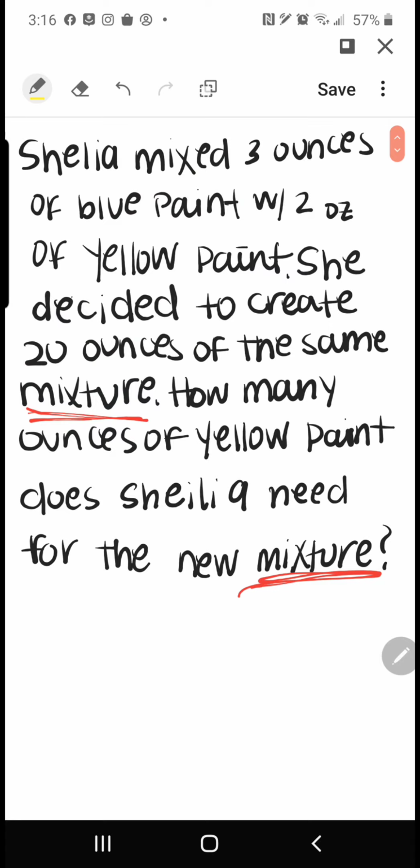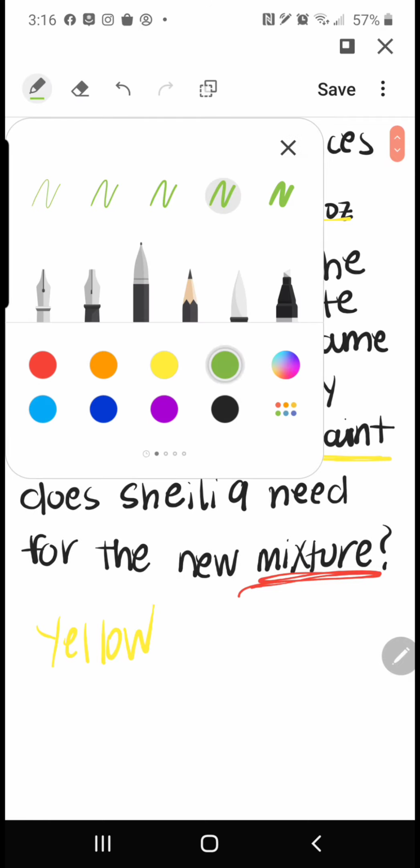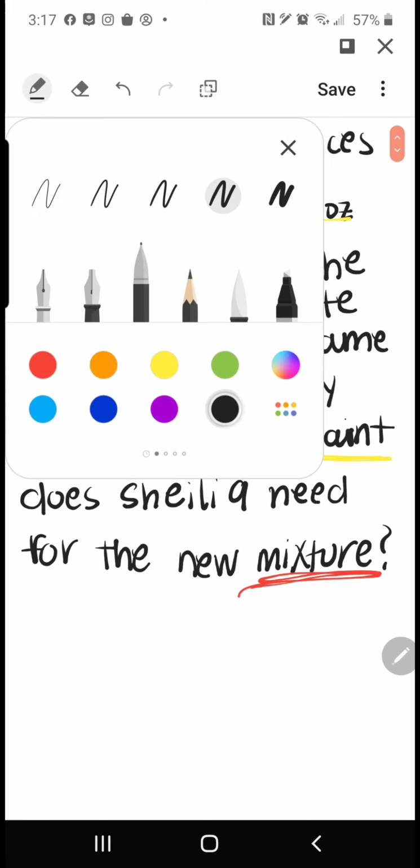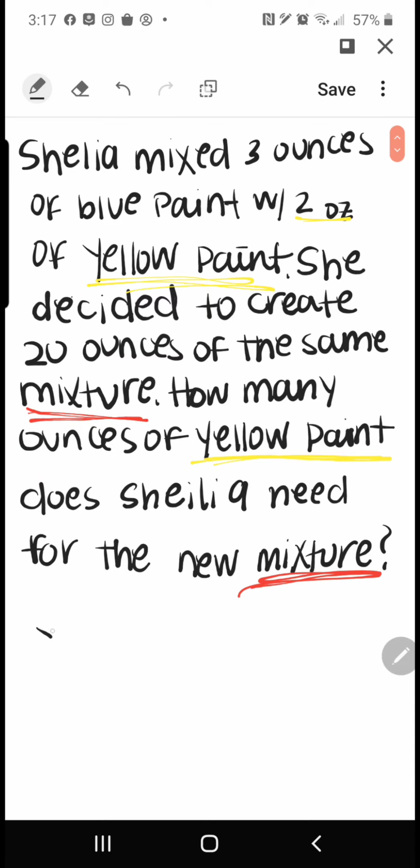Okay, and again, there are a few things that allow us to understand that. How many ounces of yellow paint? Okay, so we know for certain we're going to be dealing with yellow. So let's just write it here. Yellow paint, and we're comparing it to the entire mixture.